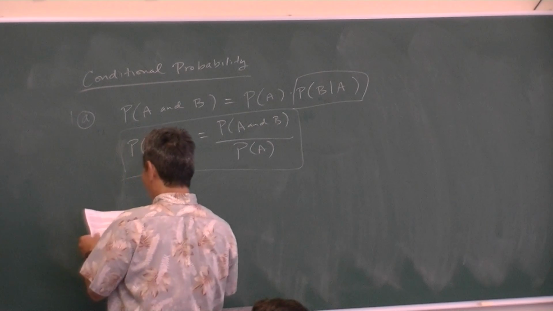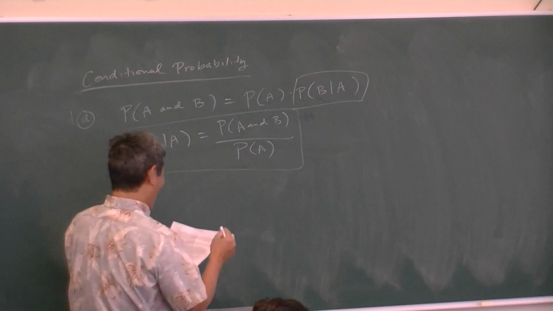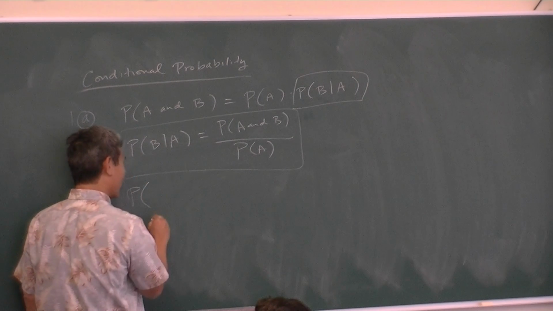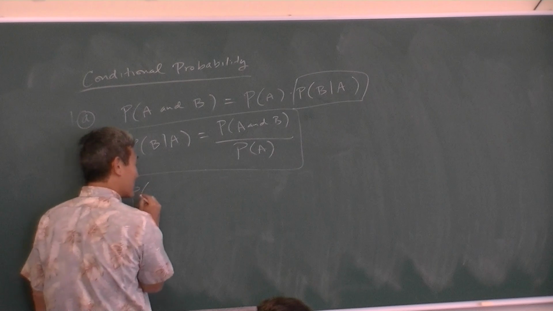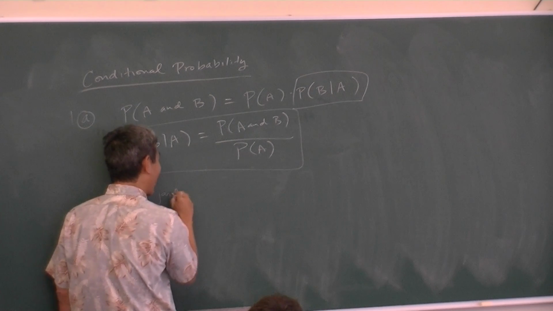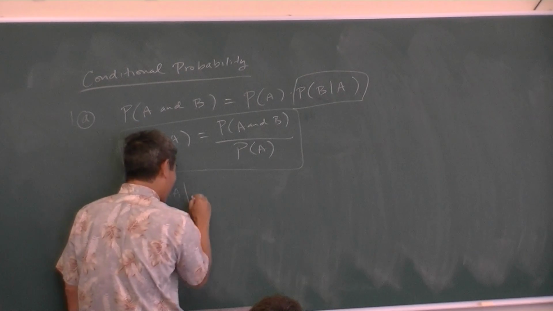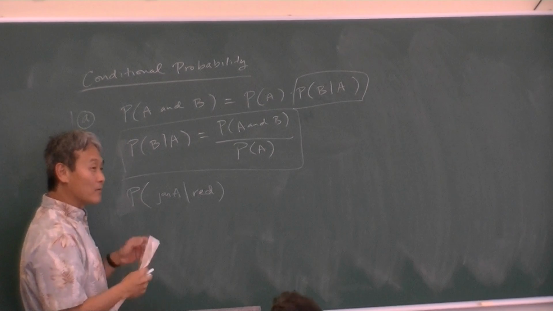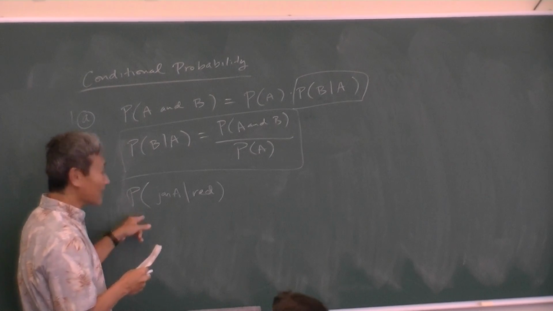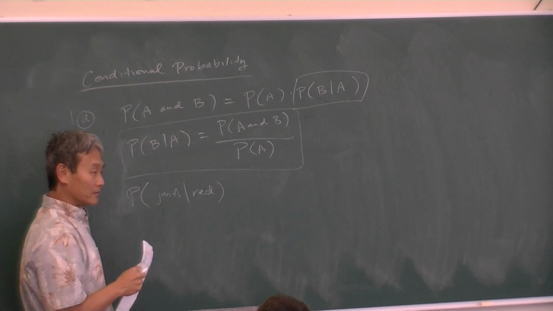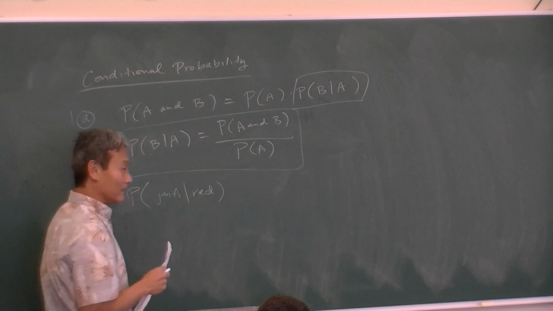Anyway, here we go. If a red ball is picked, what is the probability that it came from jar A? So what are we trying to find? What's the probability that the ball came from jar A, knowing the red ball was picked? You have to be able to translate that sentence into this. Can you guys do that? Yes or no?